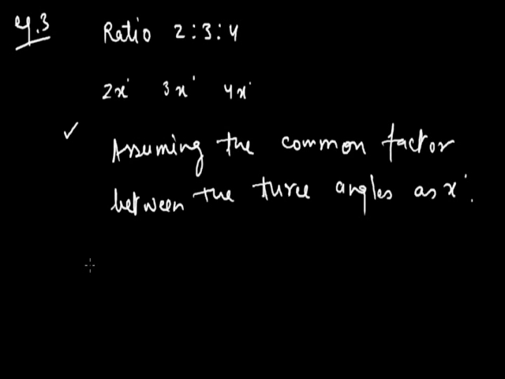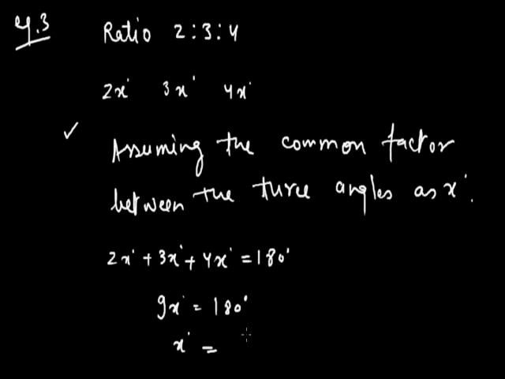Now applying the angle sum property on the measure of these three angles, which states that the sum of all the interior angles of a triangle is 180 degrees, I will get the value of x. 2x degrees plus 3x degrees plus 4x degrees is equal to 180 degrees. The left hand side reduces to 9x degrees equals 180 degrees. So solving this linear equation, we get x degrees equals 180 degrees divided by 9. That gives us x equals 20 degrees.